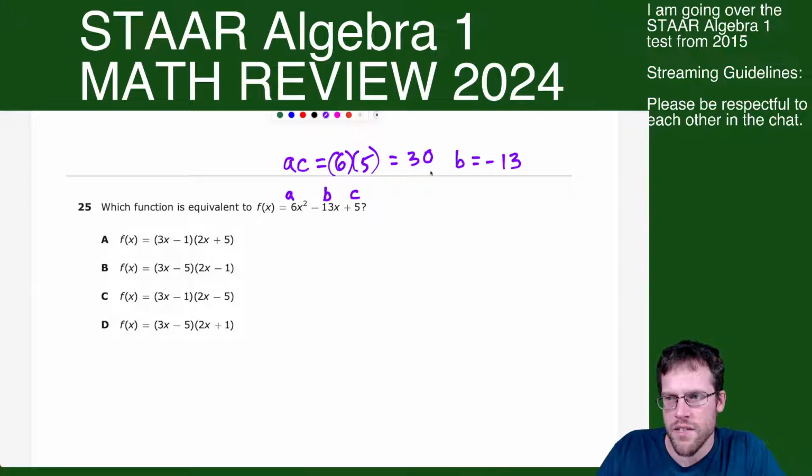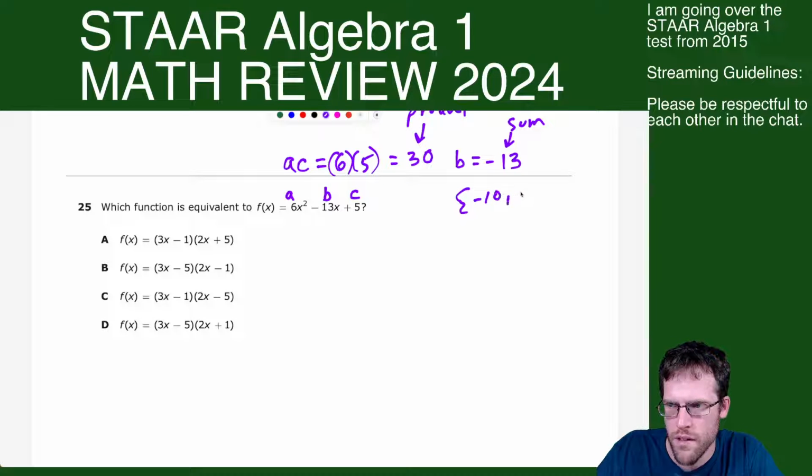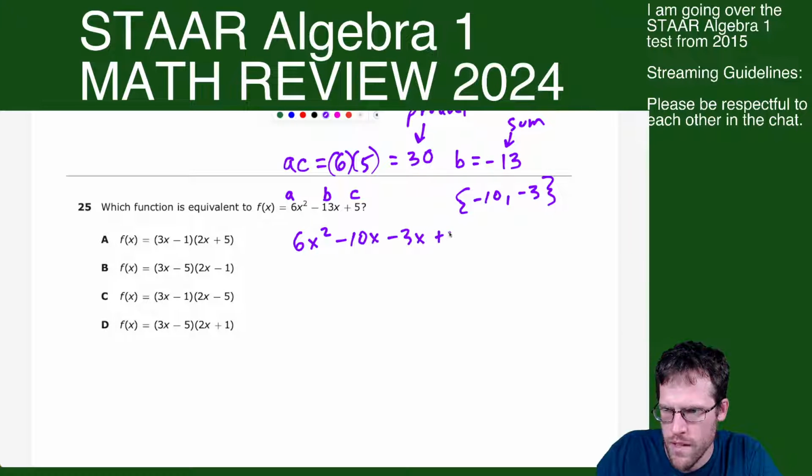We are going to use the AC method. So we need two numbers that have a product of 30 and a sum of negative 13. And the two numbers are going to be negative 10 and negative 3. Okay, and now watch what happens. If I break this up, 6x squared minus 10x minus 3x plus 5. That's how I'm using these two numbers. I'm breaking up the middle here into two pieces. And if I do negative 10x minus 3x, I'm going to get negative 13x.